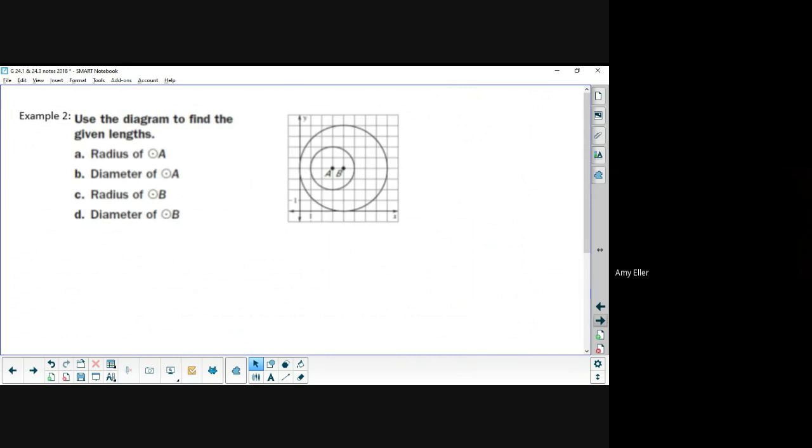Number 2, use a diagram to find the given length. Radius of circle A. So here is the center of A. So this would have to be the points that are equal distant from A, and the radius is 2. The diameter is 4. I can erase that and do B. It's kind of nice to highlight the center and then all of the points that are equal distant from that, which makes your circle.